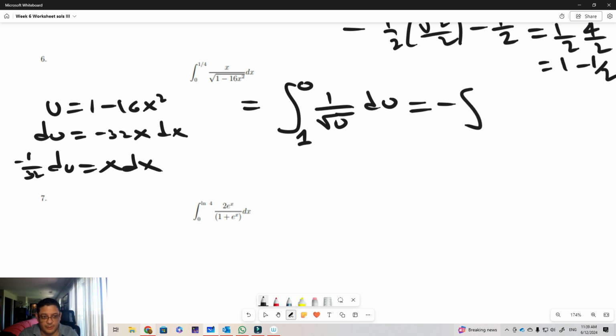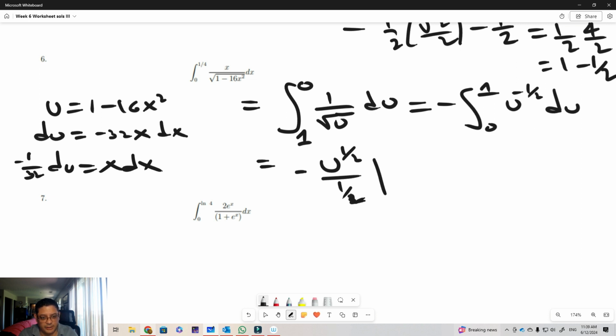which we can see as the integral from 0 to 1, with a minus, flipping around the order of integration, of u to the minus 1 half. If I integrate this, it is just u to the 1 half over 1 half, with the minus here, between 0 and 1. And of course, this is just plugging in the 1 because the 0 is going to produce a 0. And so this is minus 1. That'll be the end result for this integral.